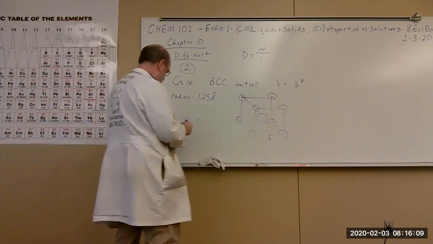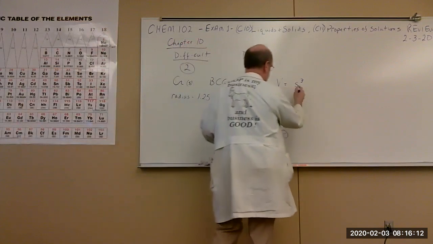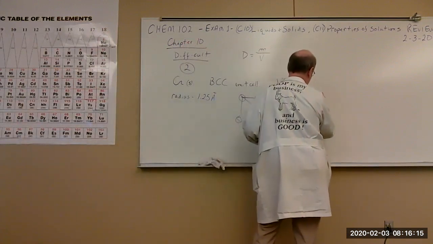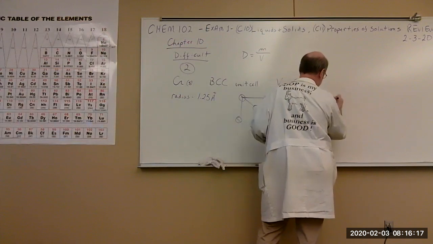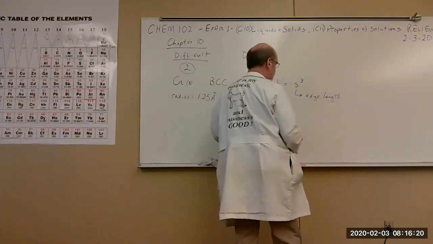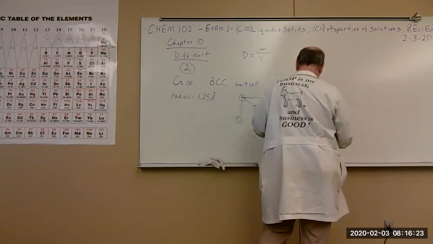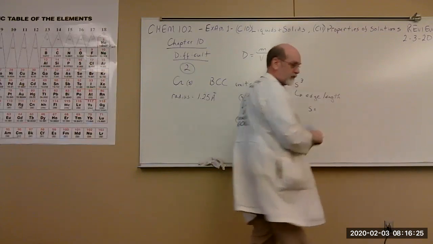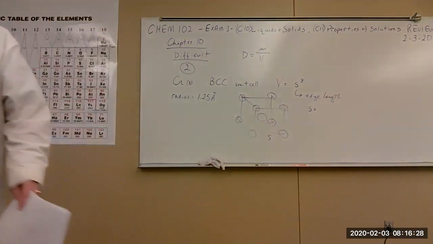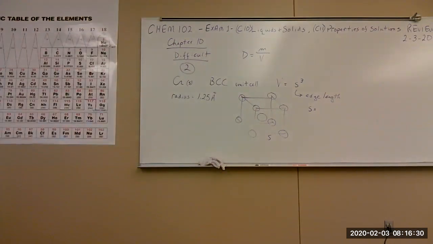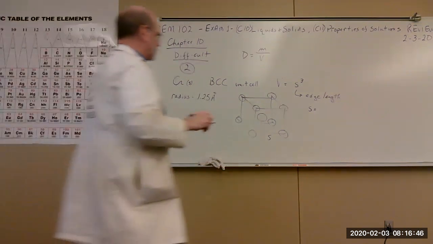So let's see, the formula for that, the edge length. This is the edge length, and the edge length is going to be this formula. That formula should be in the useful information. Let me be sure it's there. There it is. BCC edge length is 4R divided by the square root of 3.